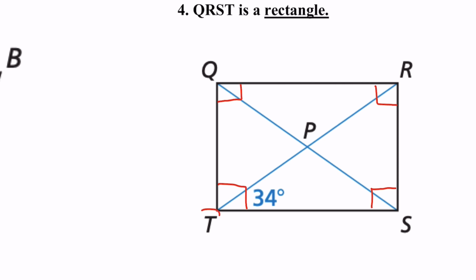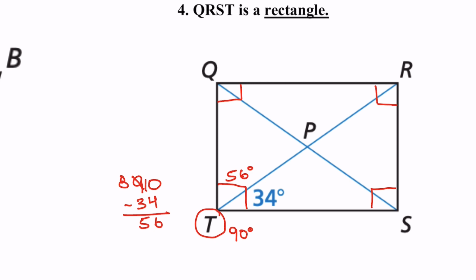If angle T needs to be a right angle, I know that in total it needs to be 90 degrees. So in order to get the other side of angle T, I'm going to subtract 34 from 90, and I get 56 degrees.